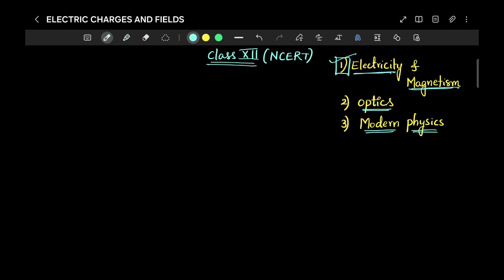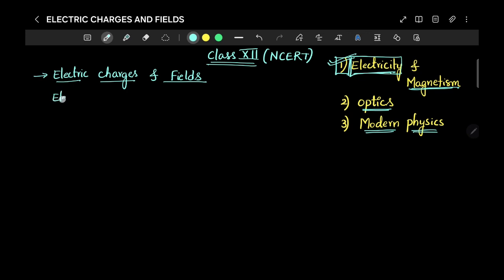So let us come to the first part, electricity and magnetism. The initial topics will be based on electricity. In electricity we have different chapters, but let us start with the first chapter, which is electric charges and fields. Electric charges and fields is the first chapter.